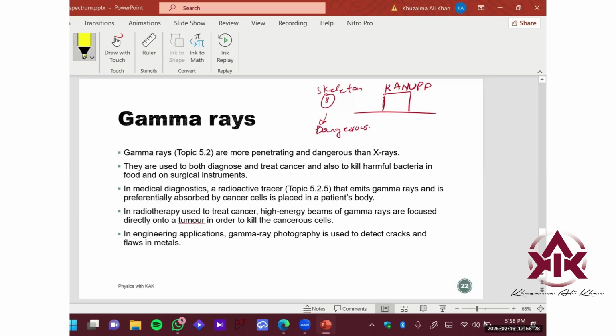And why is it very harmful? Because it is the most penetrating and the most dangerous one compared to X-rays. Okay. Because it has the highest frequency, it can penetrate through any muscle, right? Through any bone also. Okay. Because it has enough energy to penetrate through any material, right? But there are methods to stop it also, right? There are methods to stop gamma rays also. So they are used to diagnose cancer cells.